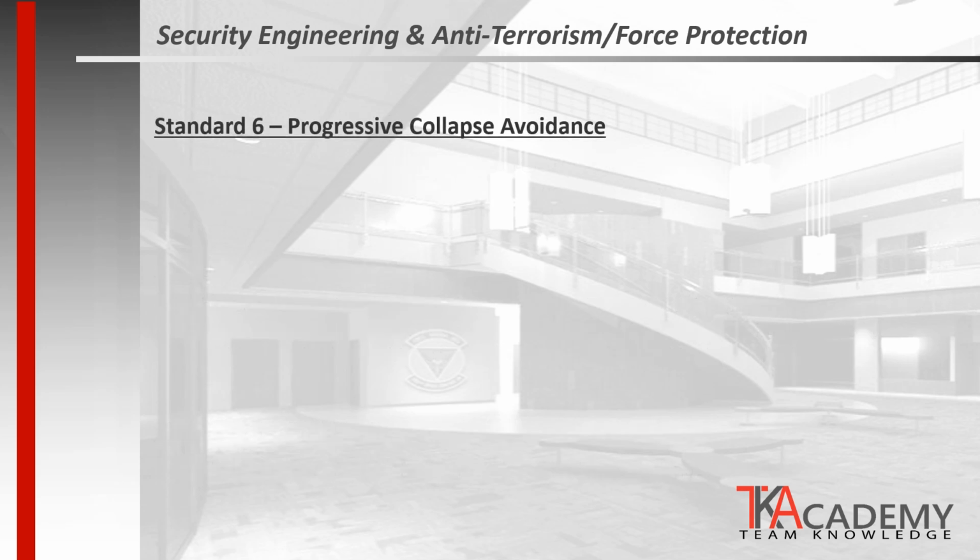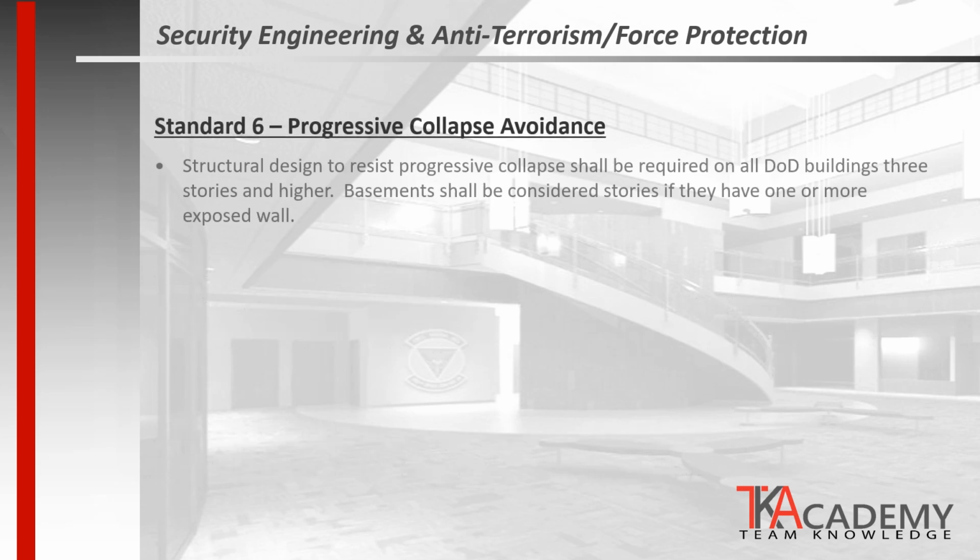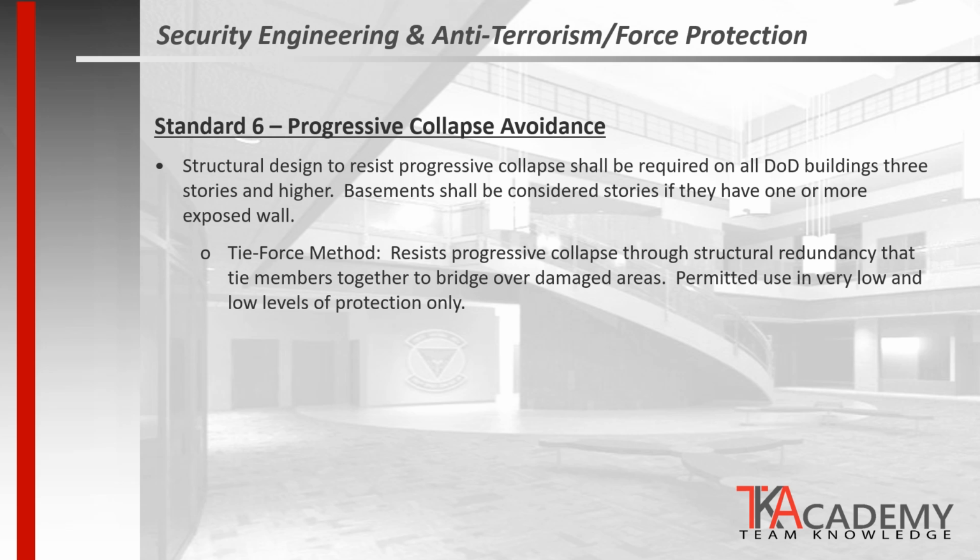Standard 6 requires design for progressive collapse avoidance. Structural design must resist progressive collapse and shall be required on all DoD buildings that are 3 stories and higher. Basements are considered a story if they have 1 or more exposed walls. There are 2 methods used for designing for progressive collapse avoidance. The first and simplest method is the tie force method. This resists progressive collapse through the structural redundancy that ties members together to bridge over damaged areas. This is permitted for use in very low and low levels of protection only.